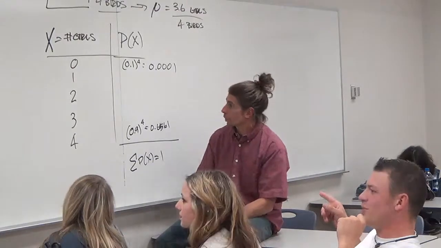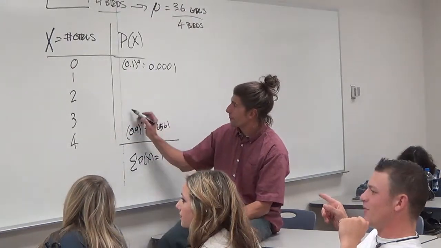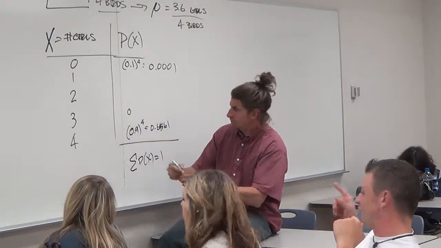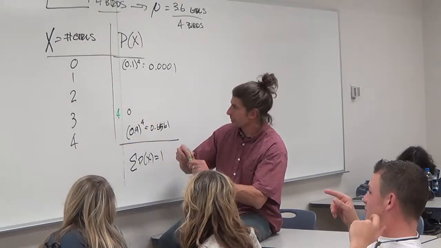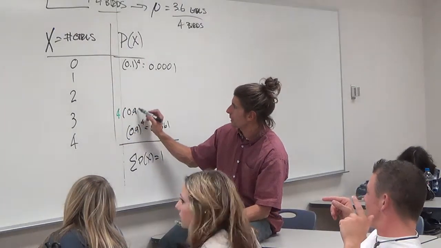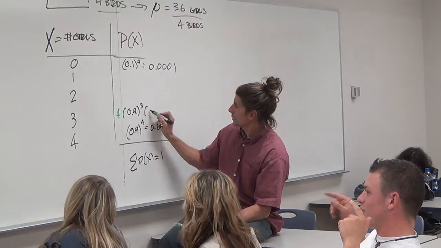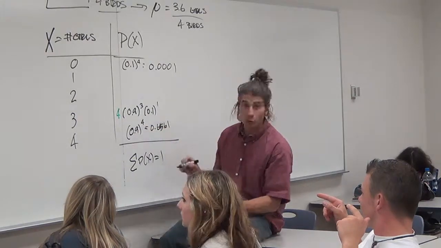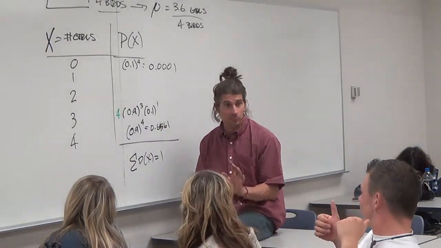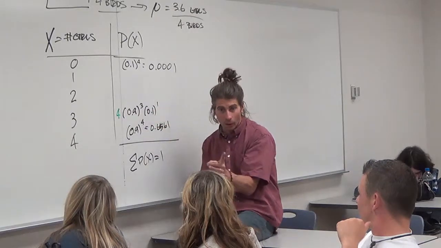Harrison, go. We're going to go to 3? Let's do 3. Yeah, would that be 4 times 0.9 to the 3rd times 0.1 to the first, or just what? Now, I like the exponents. I see a 1 and a 3 that makes it a 4.